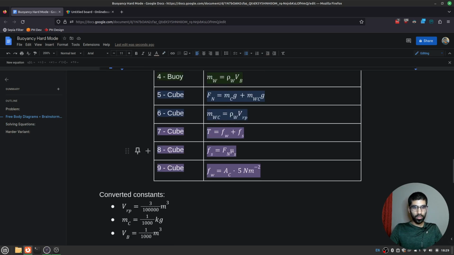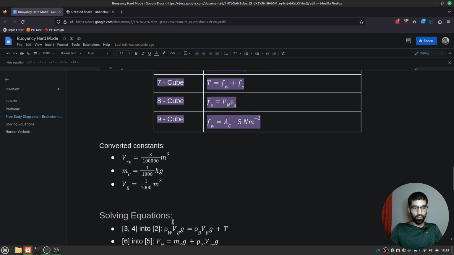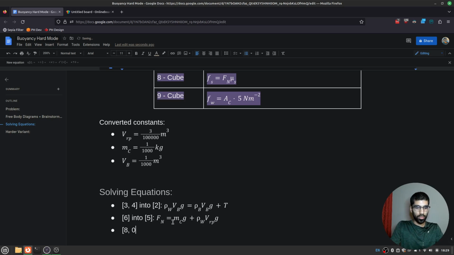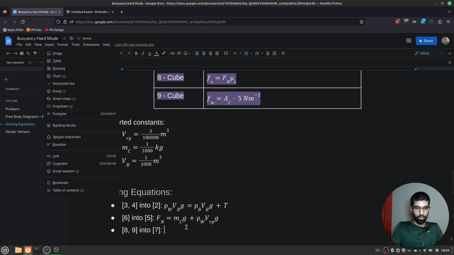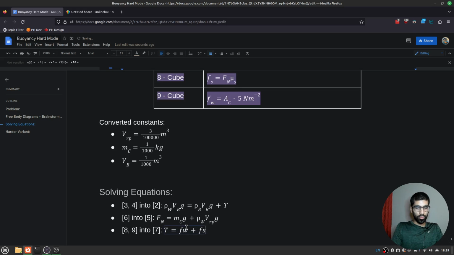And which are these? 8 and 9 going into 7. 8 and 9 into 7. Copy over the main equation. Instead of the variable we have here, I put in that. Instead of the variable we have here, I put in that.